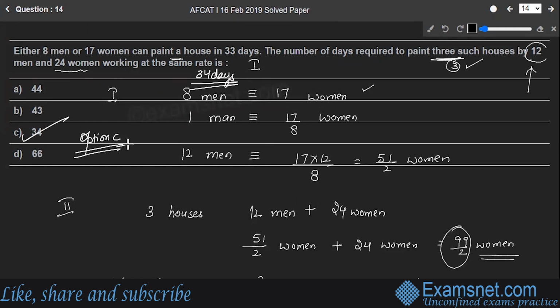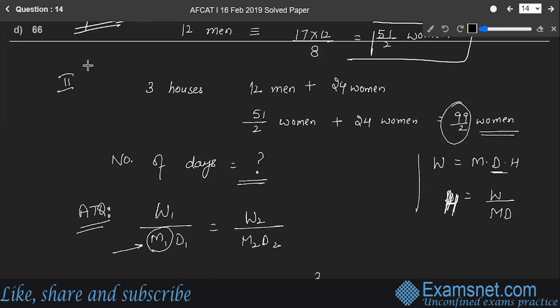Hope you're clear with this. So let's revise the question once again. We had 2 scenarios. This was the first one and this was the second one. In the first one, the work done by 8 men were equivalent to work done by 17 women. That means 12 men were equivalent to 51 by 2 women. In the second case, we were given that 12 men and 24 women work together. So if I'm taking the whole thing with respect to the women, we will say that 12 men and 24 women are equivalent to 99 by 2 women. Right? Now, what we had to find out in the question: the number of days when 12 men and 24 women work together to paint 3 houses.